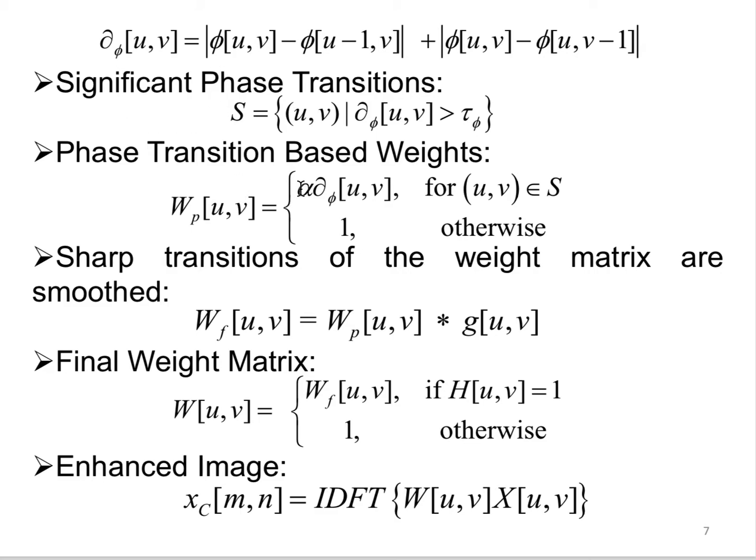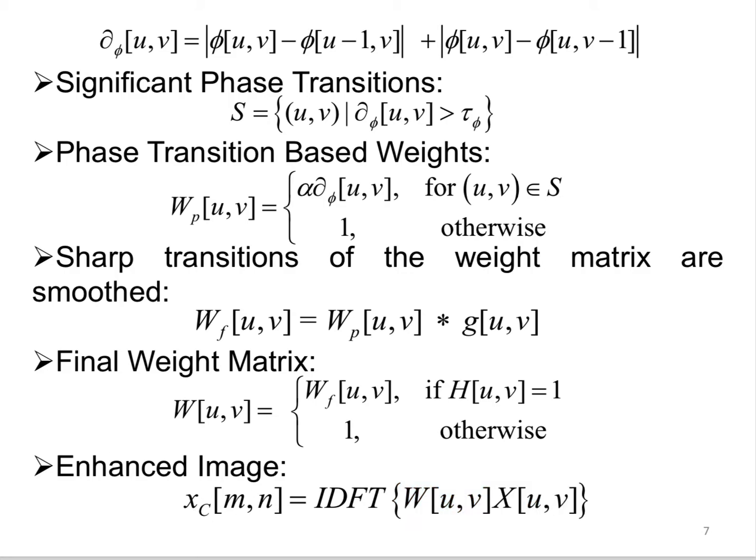Then we have this amplification factor alpha. We use that based on the phase information, or the phase transition or phase variation information. Then we smooth these values using a Gaussian type filter in the Fourier domain. Then we have the final weight mask, and we use this mask to amplify X(u,v) only at frequencies which exhibit phase transitions, and then we calculate the enhanced image.